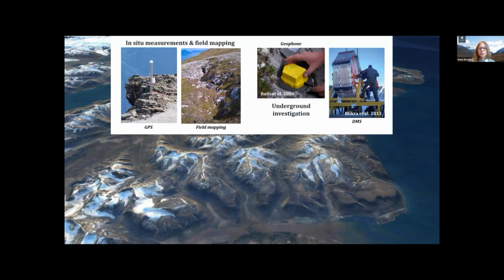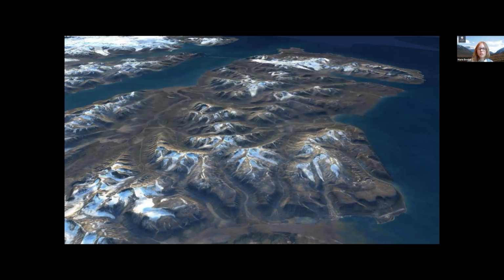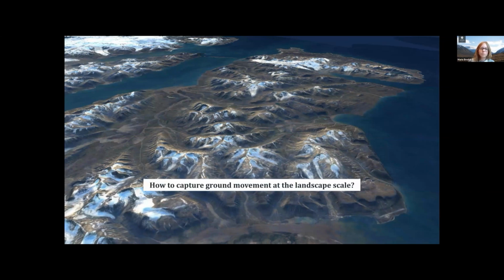So how do we measure these movements? As you probably know, there are plenty of available instruments and techniques to measure these movements. But what we are now aiming to do is to capture the dynamics of larger landforms or at a more regional scale. And this is where remote sensing comes in. And here we are talking about InSAR. So I will go through a little bit of InSAR basics with you to tell you about how we can capture these ground movements.